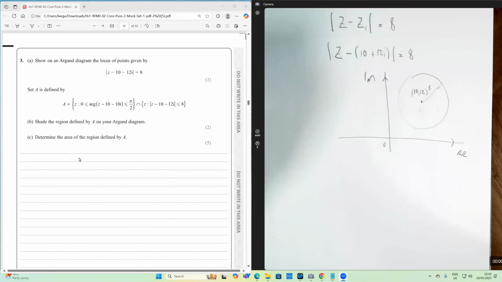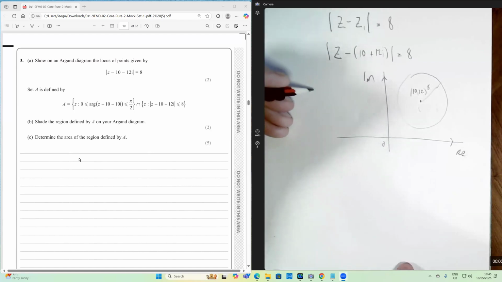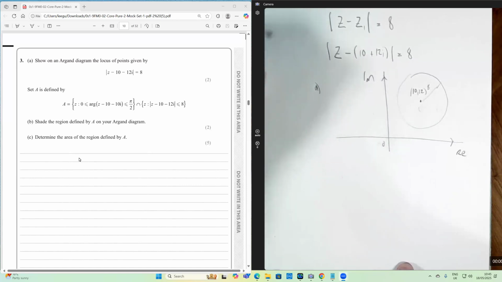So that's our first sketch there, and that would be all that we need for part A done for 2 marks, which is super nice. This is question 3. Now, we've also got to show the set A is defined by that particular set of criteria there. Now, we've basically got a half line here.